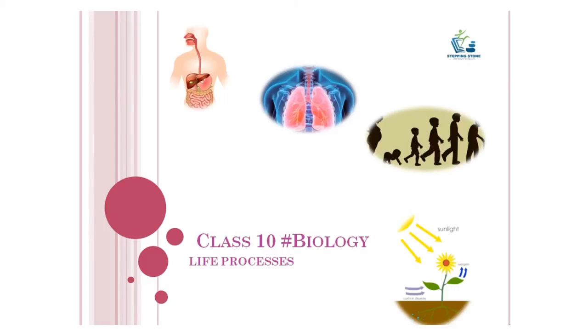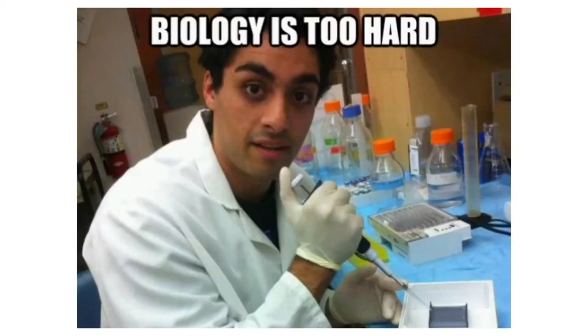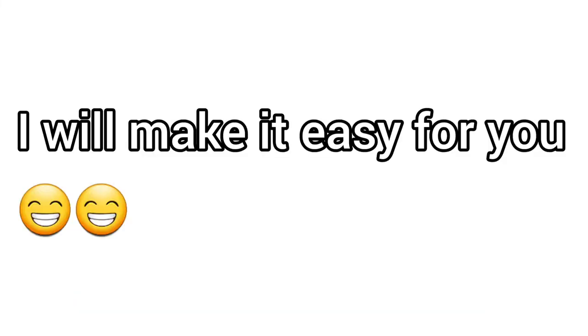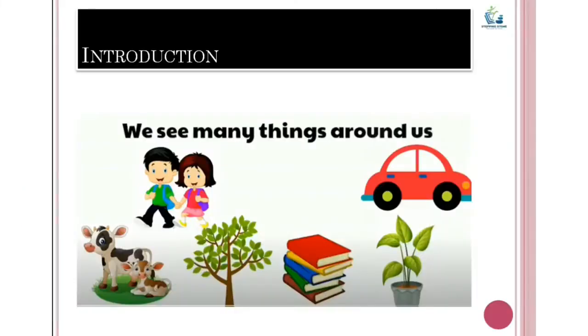The chapter is Life Processes. So viewers, when we look around, we see many things around us, like the car, books, trees, plants, animals, right? Some of them are living things, while some of them are non-living things. Now, you already have learnt in your lower classes about living things and non-living things.